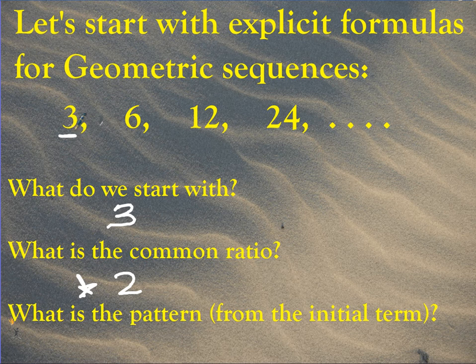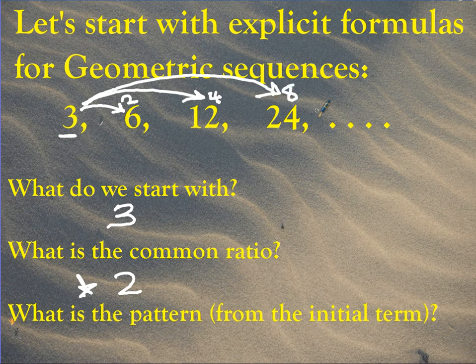Starting with our initial value, if I take a look at what it takes to get from the first term to the second term, we can see that we're multiplying by 2. To get from the first term to the third term, to get from 3 to 12, I'm multiplying by 4. From 3 to 24, I multiply by 8. And even our next term in the sequence, let's add one more. Our next term would be 48. To get from 3 to 48, we'd multiply by 16.